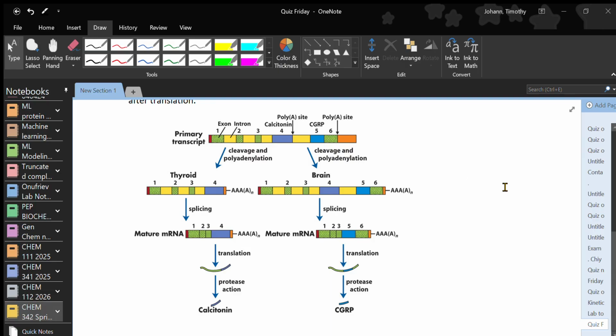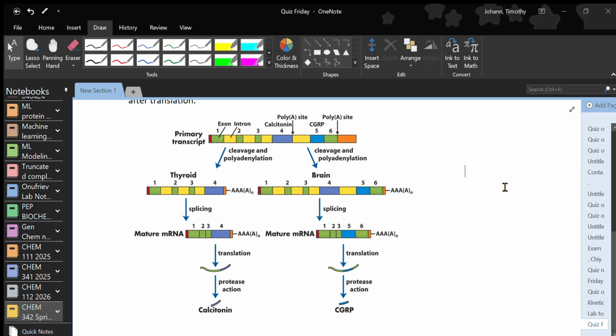All right, and so in the thyroid, what's going to happen is we'll get cleavage of this. So what happens? Our poly A site ends up there after exon 4, as opposed to in the brain, where the poly A site is after exon 6. So we're going to lose a lot of this. In the thyroid, we'll get the splicing. We'll end up with exons 1, 2, and 3. So here we have the mature mRNA.